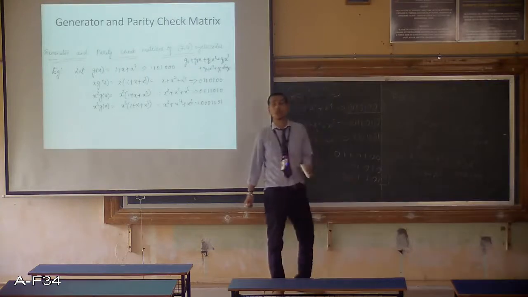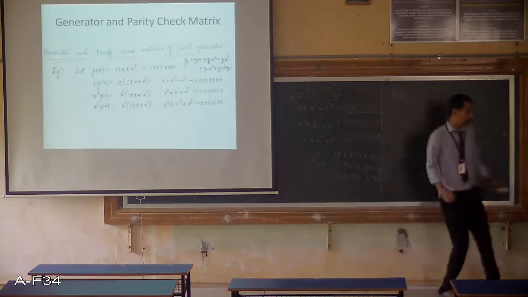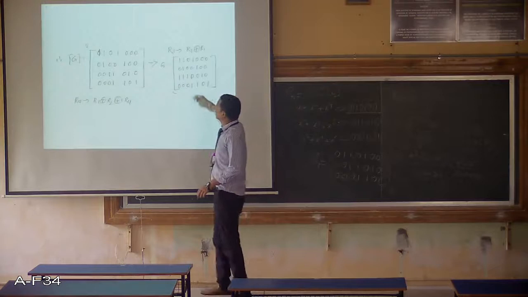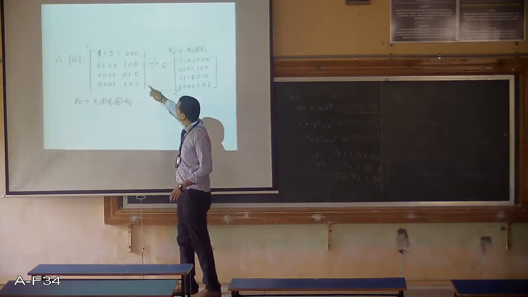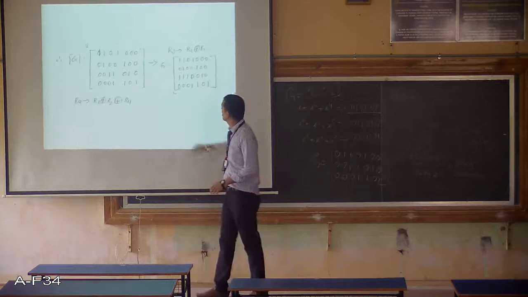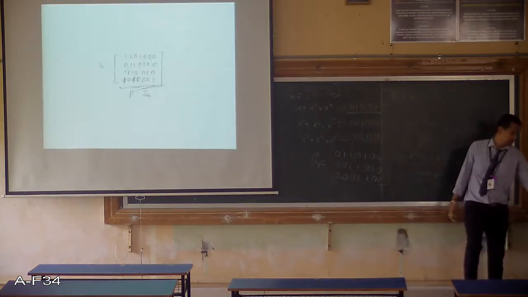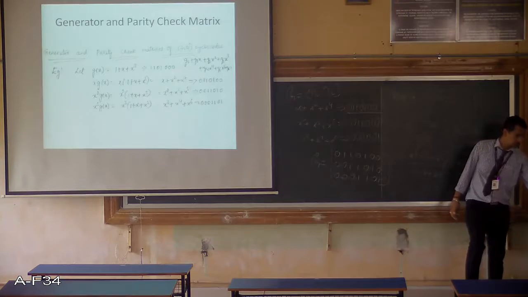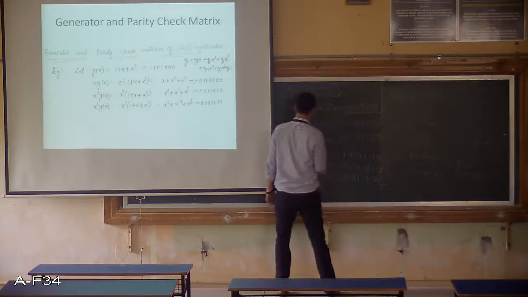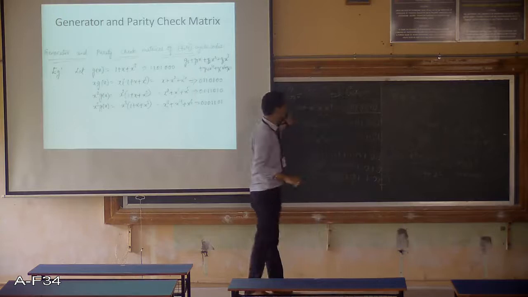In order to convert this to identity, we have to add rows here. What are the rows which we add to get the identity? Add R3. I have left the g of x here. G of x, which is the second row.